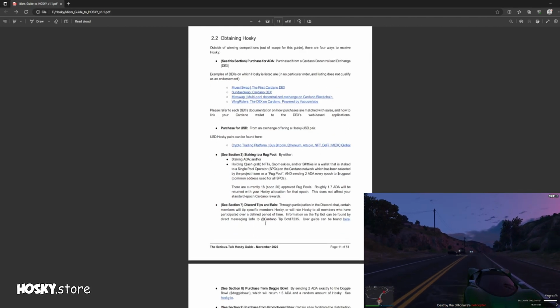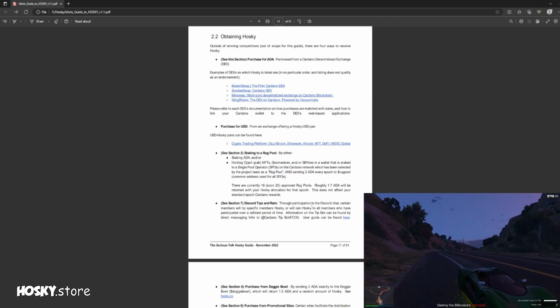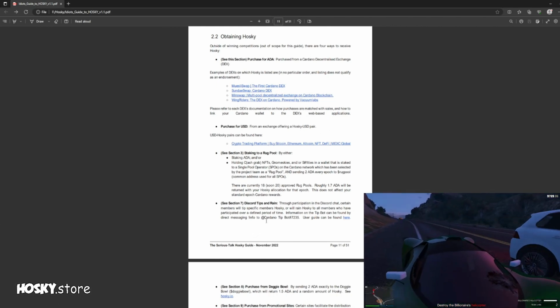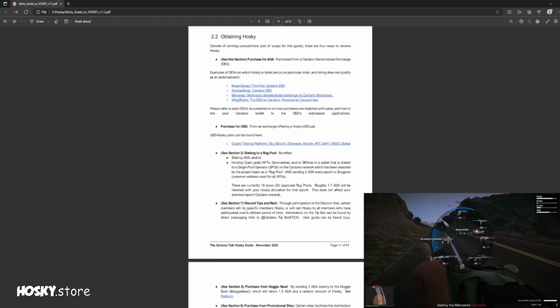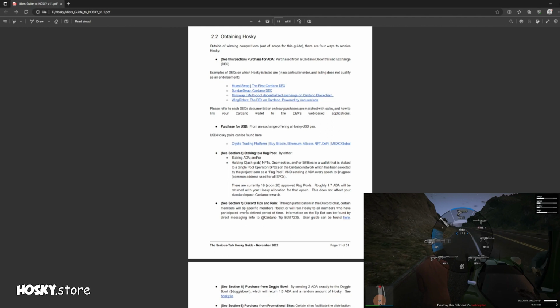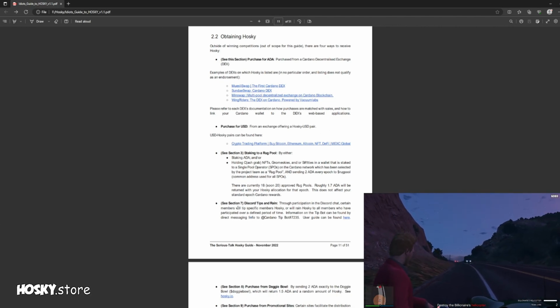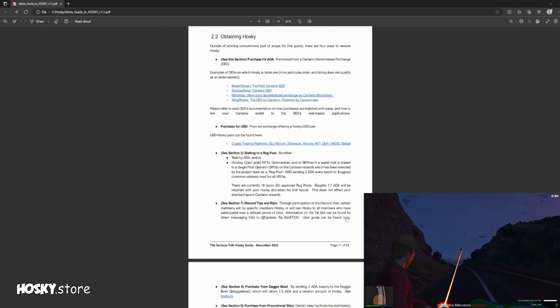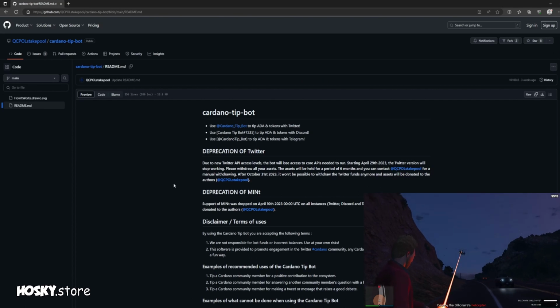Alright, see section 7, Discord tips and rain. Through participation in Discord chat, certain members will tip specific members Hosky or will rain Hosky to all members who have participated over a defined period of time. Information on the tip bot can be found by direct messaging !info to @Cardano tipbot, hashtag 7235. User guide can be found here. So we click that. This is the user guide for that.